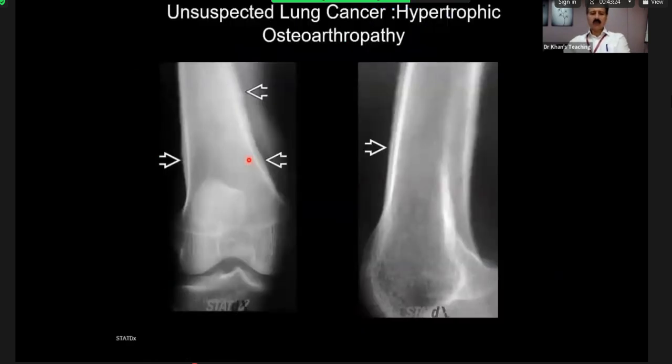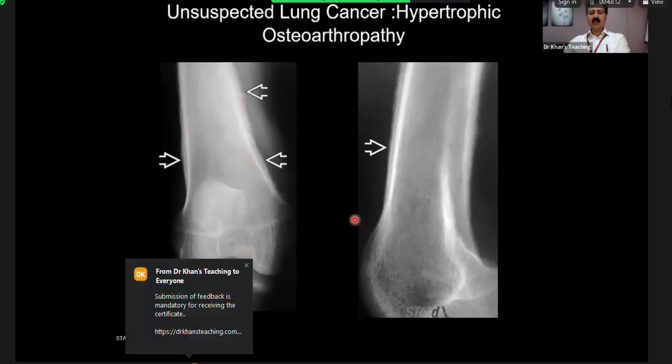This is a case from StatDX, in which this patient presented with bilateral periosteal reaction. This is next to the femur. The joint is normal. They did a CT chest and the patient had a lung tumor. So that's the key point to remember.